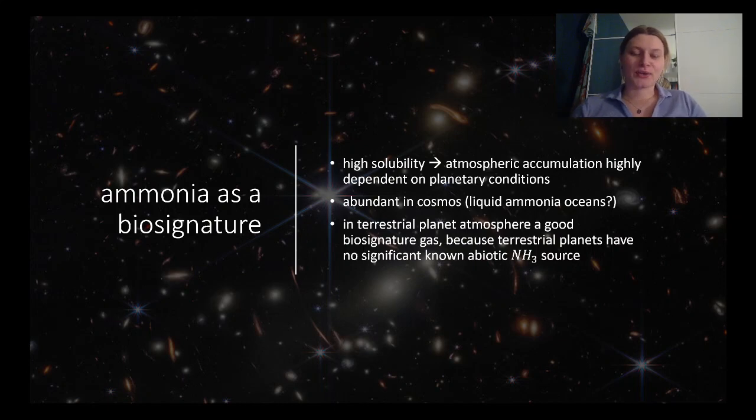Ammonia as a biosignature. As I already told you, ammonia has a very high water solubility, and the atmospheric accumulation is highly dependent on the planetary conditions. So if there is a water ocean on the exoplanet, then it would be harder for us to detect if there's not enough NH3 production on the planet. So it really depends on that. Also, there's a lot of NH3 in the cosmos, so it might also be possible that there are liquid ammonia oceans out there on some exoplanets.